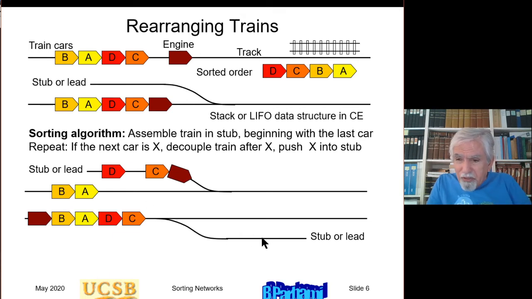Remember, I tried to assemble the train in the stub, but beginning with the first car. So A is sitting here, B is sitting here. Then the engine goes back, gets C and D, comes back to the left, and goes into the stub with C and D, reconnects C and D to A and B, pulls them out, and then continues on its way with the cars in sorted order. Okay, this is also a last in, first out structure. The last thing to go in is the first thing that comes out.